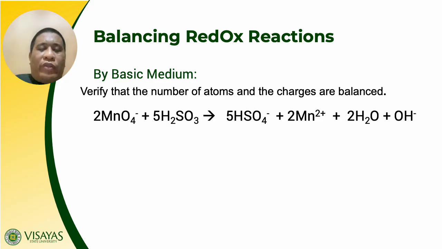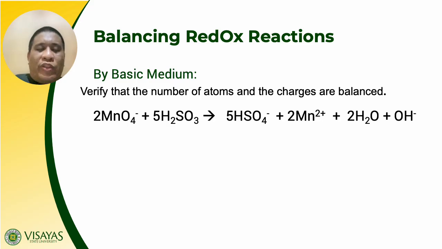And then for hydrogen, you have 2 times 2, 4 for the hydrogen in water. And then we have hydrogen in OH minus. So we have also 5 from the HSO4 minus. So that's 10 hydrogen atoms. Now for the hydrogen atoms in the reactant, we have 5 times 2. That's 10 also. So that means in terms of the number of atoms, that's already balanced.